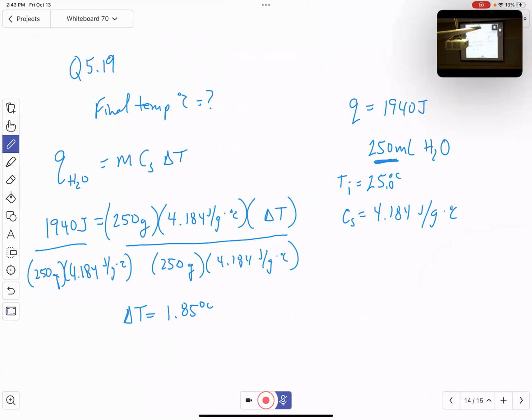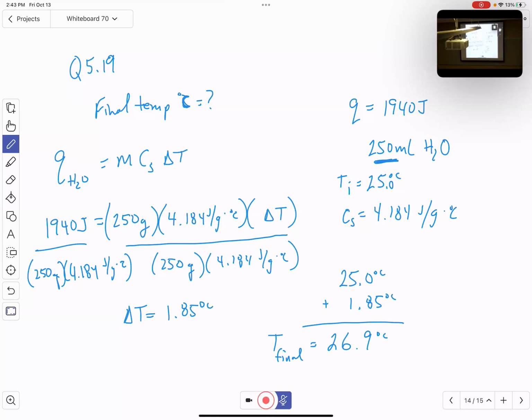That is not the final answer though, because they're asking what is the final temperature? Right, we started off at 25 degrees Celsius. And our change was 1.85 degrees Celsius, right? A positive 1.85 degrees Celsius. So we're going to end up at like 26.9 degrees Celsius as our final temperature.